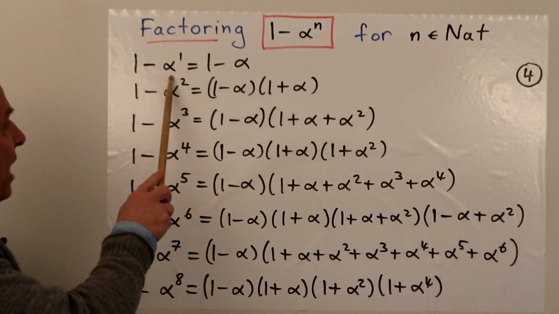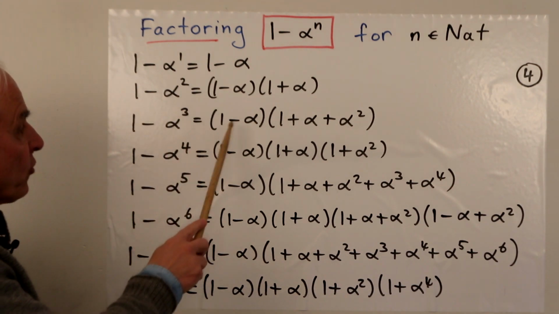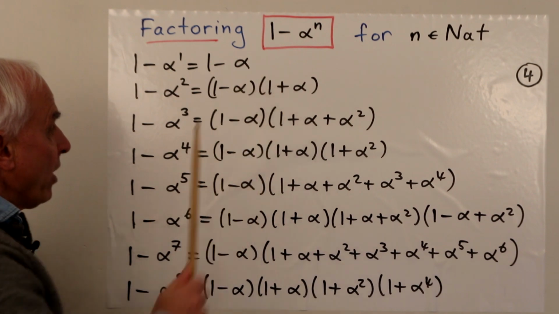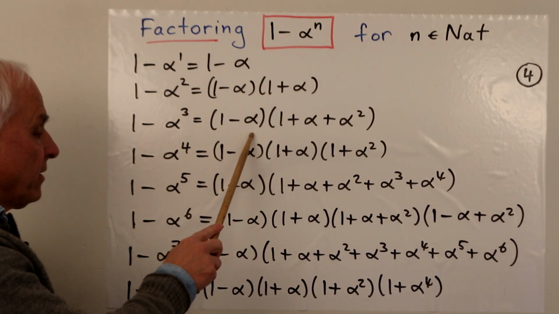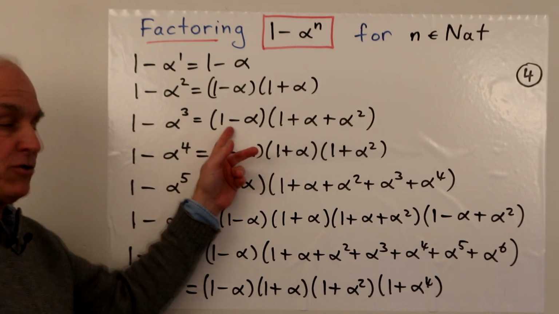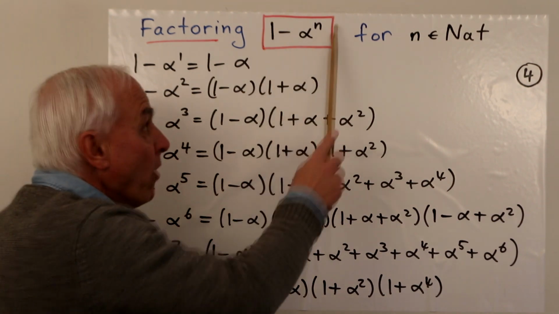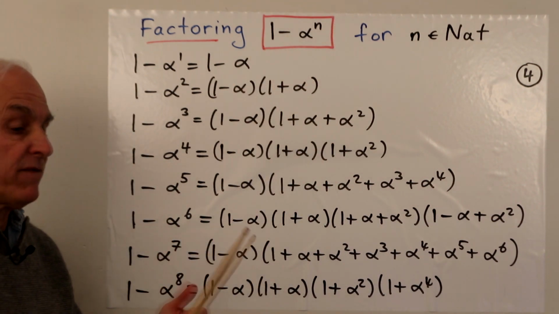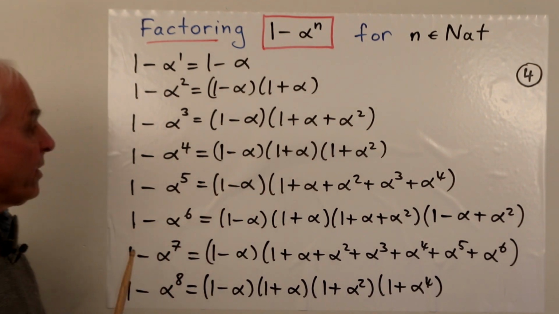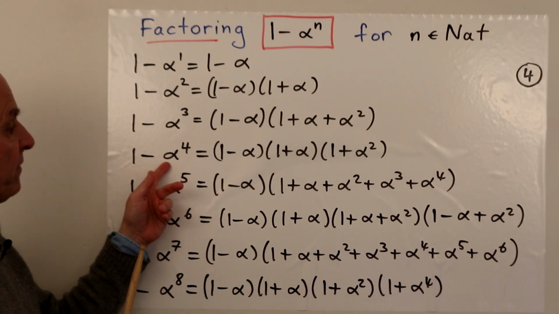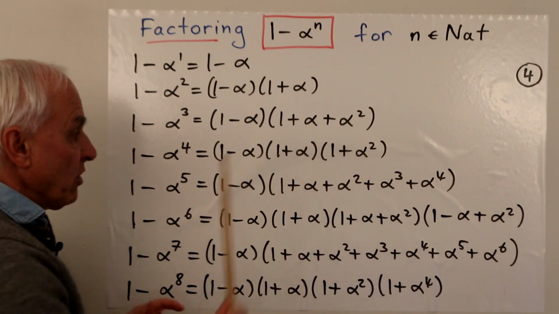So first of all, 1 minus alpha to the 1 is just 1 minus alpha. 1 minus alpha squared is the difference of squares, so it factors as 1 minus alpha times 1 plus alpha. 1 minus alpha cubed has a factor of 1 minus alpha. In fact, all of these will have a factor of 1 minus alpha because alpha equals 1 is a 0 of this polynumber, so 1 minus alpha is always a factor. The other factor is 1 plus alpha plus alpha squared. Here we have 1 minus alpha to the 4th. That's 1 minus alpha times 1 plus alpha, same thing we got up here, times an additional factor, 1 plus alpha squared.